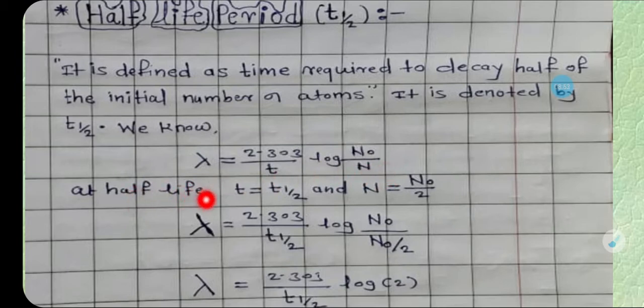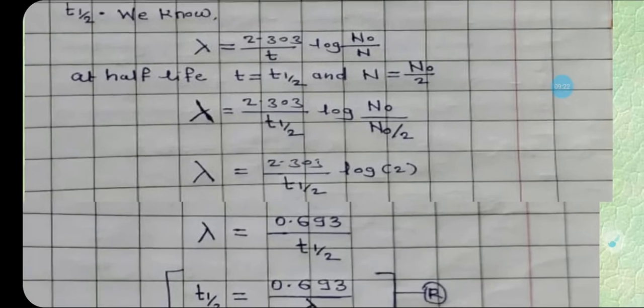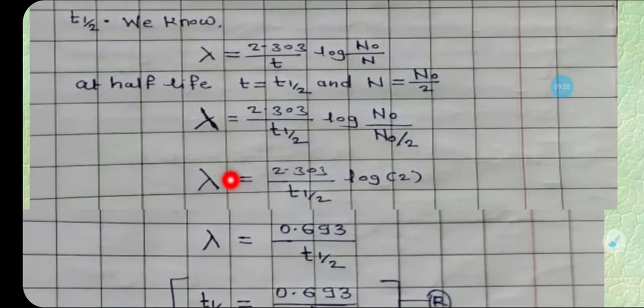At half-life, t will be T1/2 and N is equal to N0 upon 2, that means half of the initial concentration. So substitute the values in the above equation. Lambda is equal to 2.303 upon T1/2 log of N0 upon N0 divided by 2. So this N0 will cancel out, and we can write the equation: lambda is equal to 2.303 upon T1/2 log of 2.